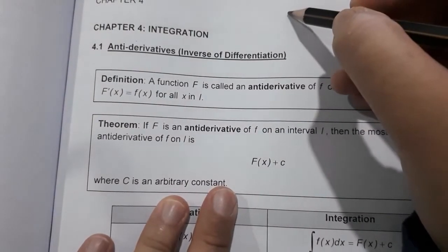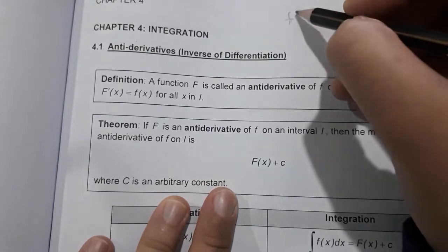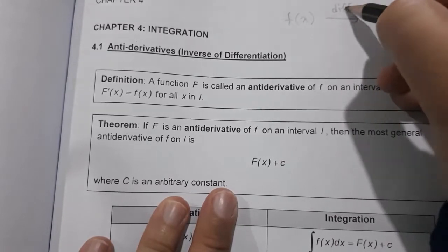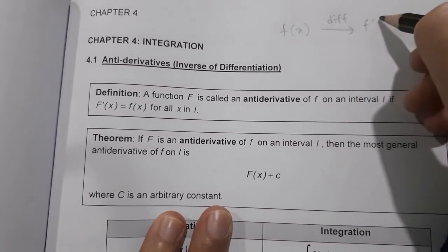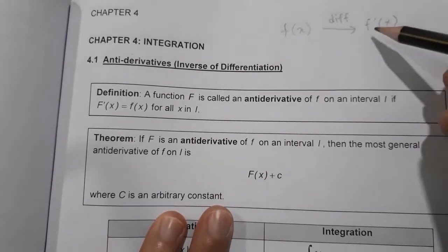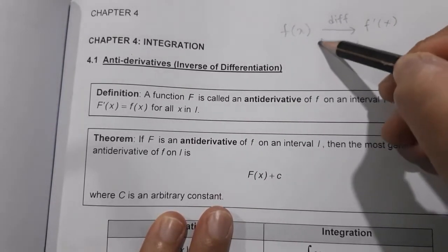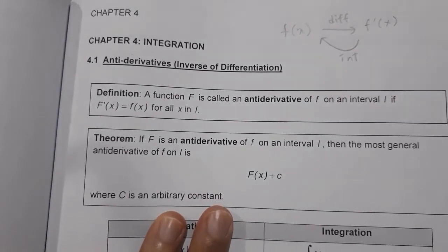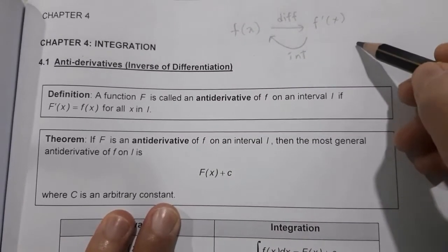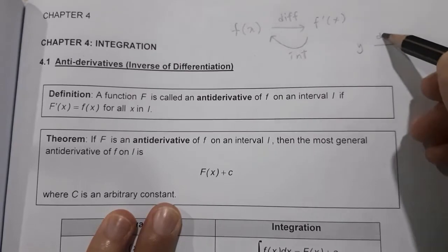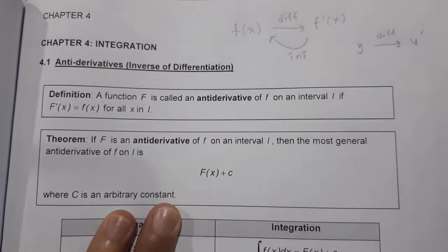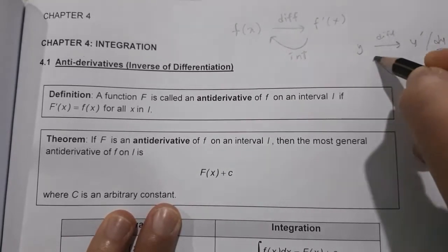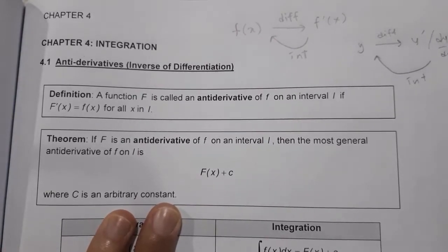Let's say we have original function f(x). After differentiation, we get f prime x. So from f prime x, how can we go back to the original function f(x)? We use integration. Like if you start with y, differentiate, you get y prime or dy over dx, and then you can go back to y by using integration.